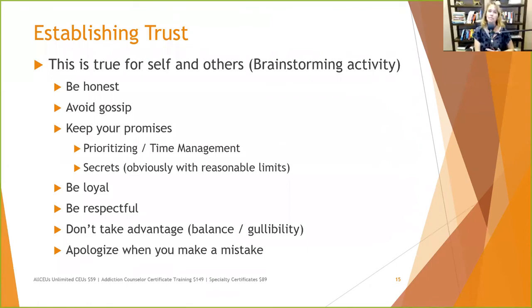And then gullibility. If you have a friend that takes advantage of you just because you're gullible, that's not really much of a friend. So don't take advantage of people just because you know you can probably convince them to do anything you want. And apologize when you make a mistake. So when we brainstorm, these are the things that I want them to come up with, as well as anything else they have to offer.